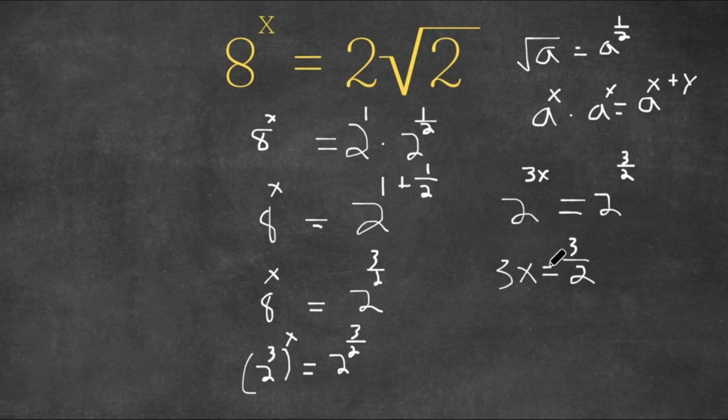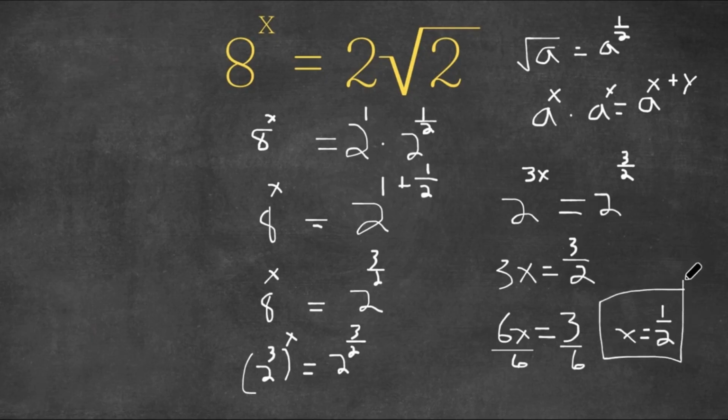And now we can multiply by 2 on both sides. By doing that, we get 6x equals 3. And now we have to isolate x, so we're going to divide by 6 on both sides. And we get x equals 3 over 6, which is equal to 1/2. So x equals 1/2, and that is our answer.